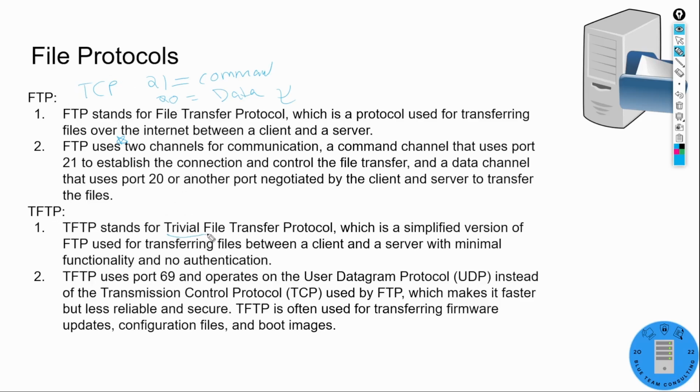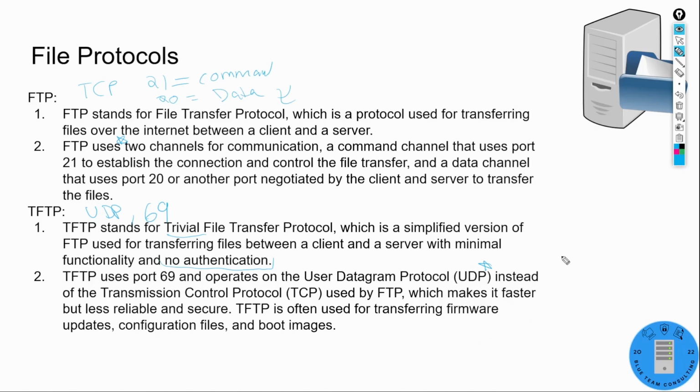TFTP, the T stands for trivial, and it's a simplified version of FTP used for transferring files between a client and server with minimal functionality and no authentication. So it's just trivial. It's easier to transport the files and exchange them between client and server, and it's not going to have authentication, whereas FTP is going to have an authenticated service tied to it. So we're thinking UDP for this one, and port 69, probably one of the first that we've had here for the UDP port.